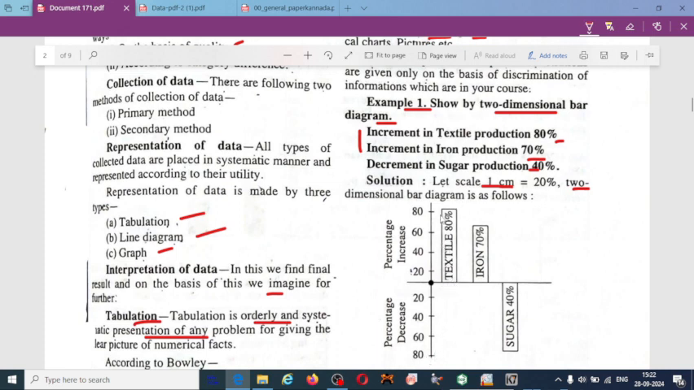If you take the textile, it is 80% increasing. First try to deal with simple problems related to data interpretation. If you take iron, it is 70%. Then if you take the sugar production, it is 40% decreasing, so you should draw this in the negative axis. This is a simple example of how you can represent the given values in the two-dimensional bar diagram.